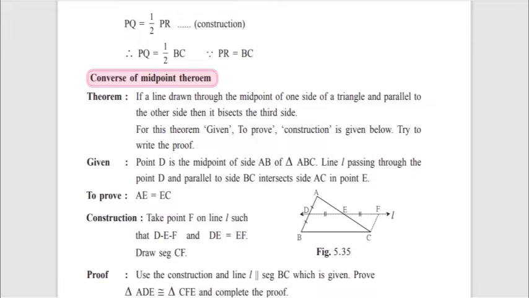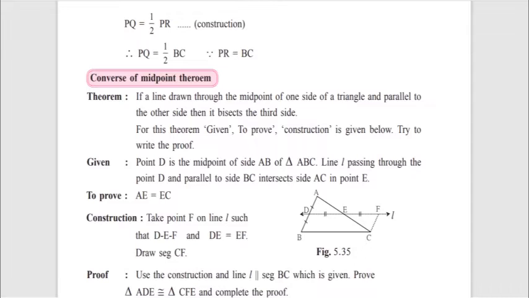The given part will be what is to be proved, and what is to be proved will be the given part here from the midpoint theorem. So this is the vice versa of the midpoint theorem. So we have to prove AE is equal to EC. That means we have to prove E is the midpoint of AC.